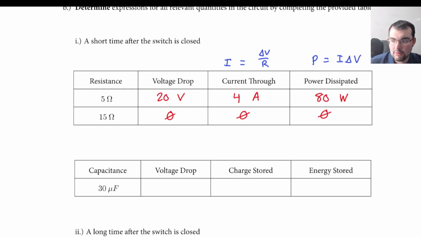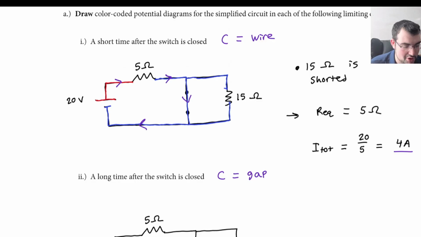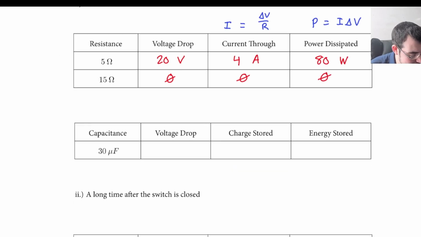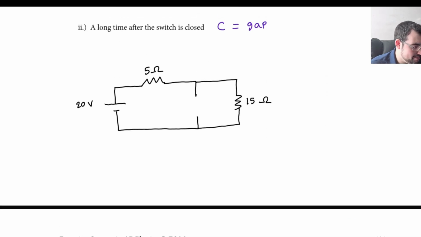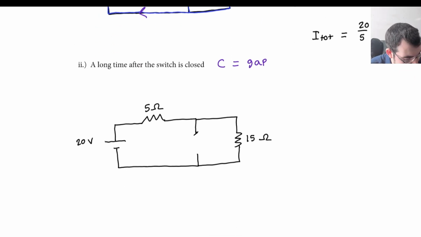Okay, what's going on with the capacitor? Absolutely nothing. There's no potential difference across it, so there's no charge and no stored energy in the E field. Okay, long time. Well, long time, it says C equals gap. So again, I just want to intentionally show that I'm drawing a gap here. And now we'll try our potential color coding again, and we get something very different.